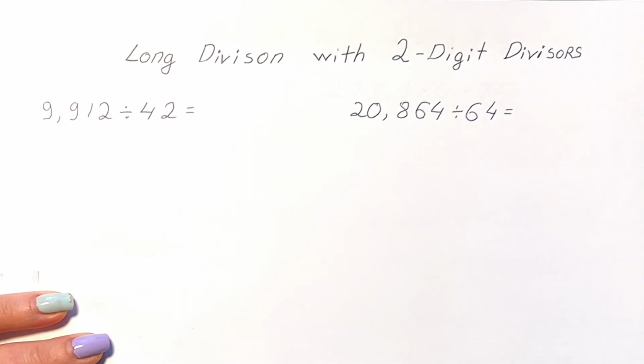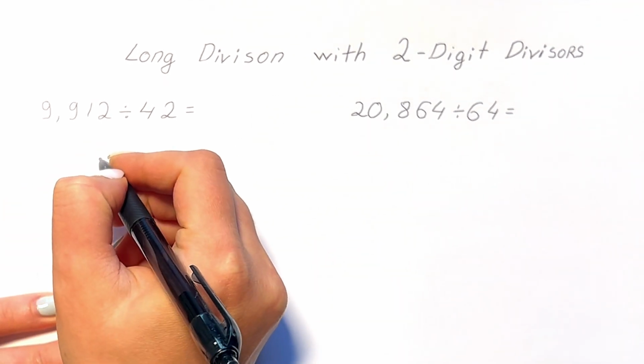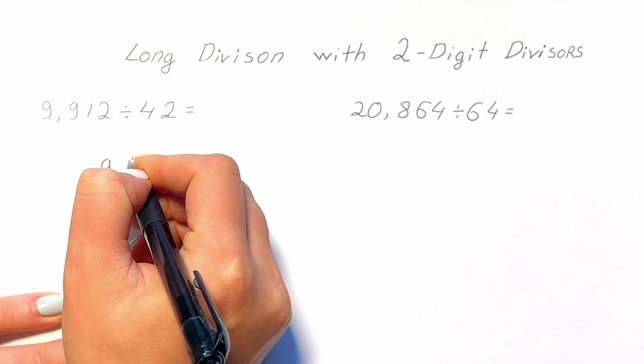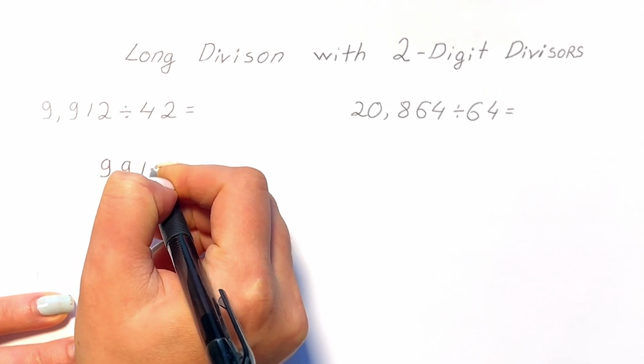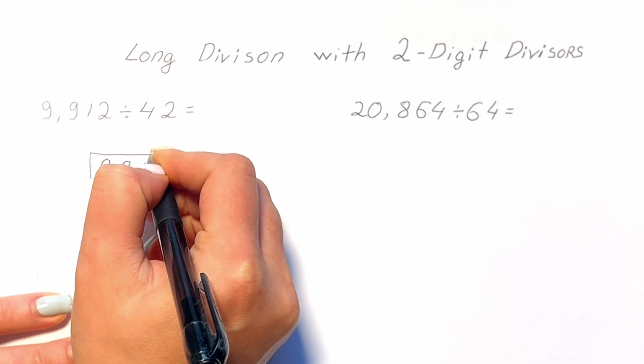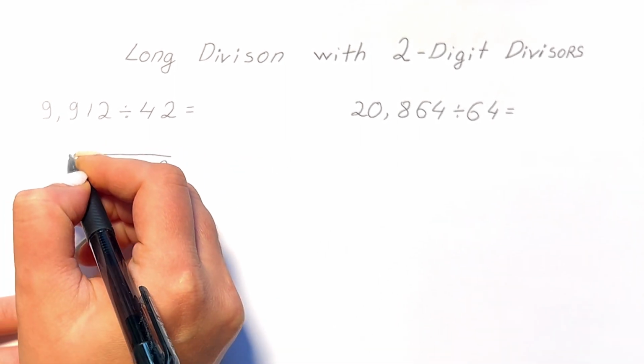In this video, I'm going to show you how to do long division with a two-digit divisor. Okay, let's do this example: 9,912 divided by 42.